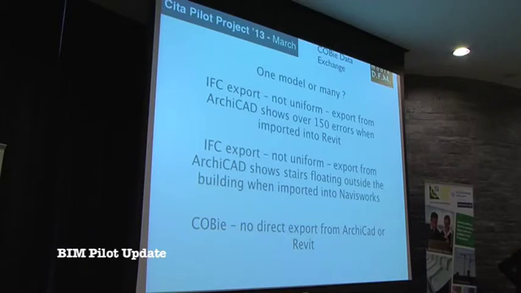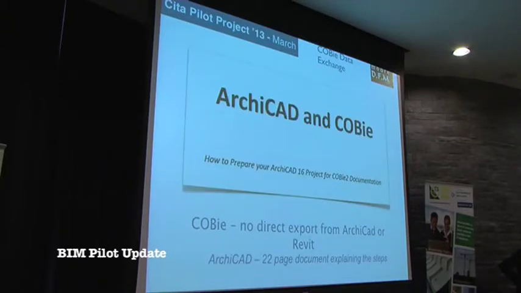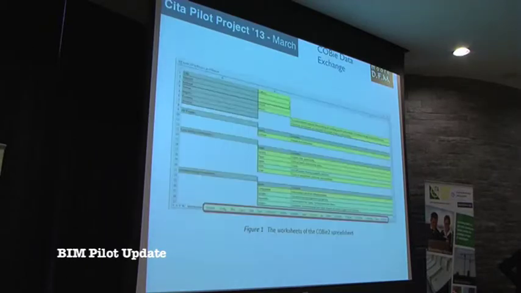But at the moment, we haven't seen a direct means of getting a COBie spreadsheet or a COBie data output from a BIM model. You have to go through an IFC export. For example, ArchiCAD have produced a 22-page document describing the steps you've got to go through to export from a model into an IFC format and then take it through another utility to get a COBie spreadsheet format. And that's the typical format that we've seen in the COBie document.